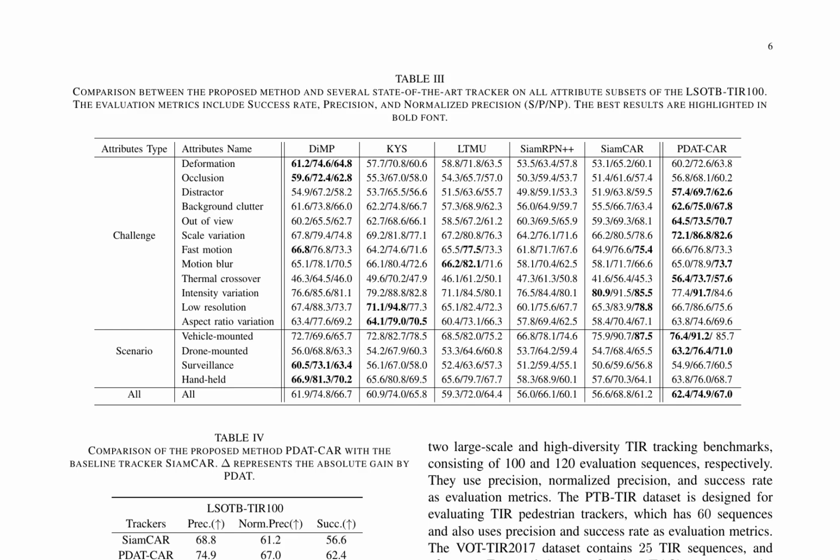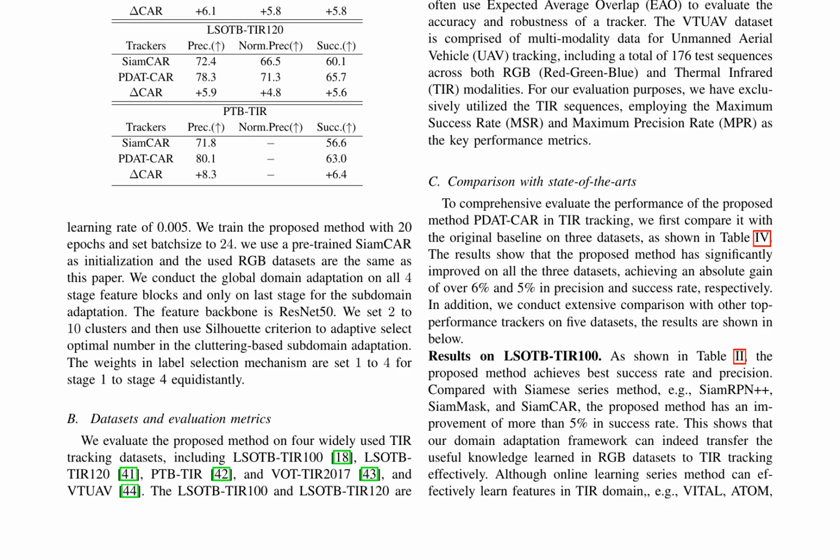The entire framework is optimized using a composite loss function, which combines the global domain adversarial loss, subdomain alignment loss, and tracking loss. The results on LSOTB-TIR100 show that PDAT achieves the best success rate in precision, outperforming state-of-the-art trackers. The results on other datasets also demonstrate the effectiveness of the proposed method. The ablation study shows that the subdomain adaptation module is essential for improving the tracking performance.